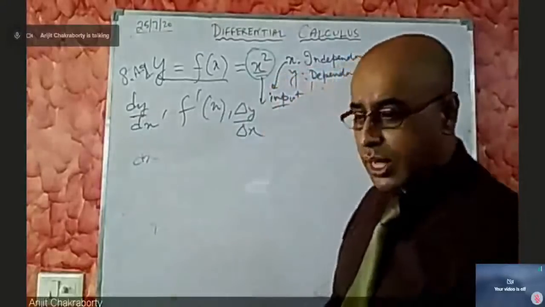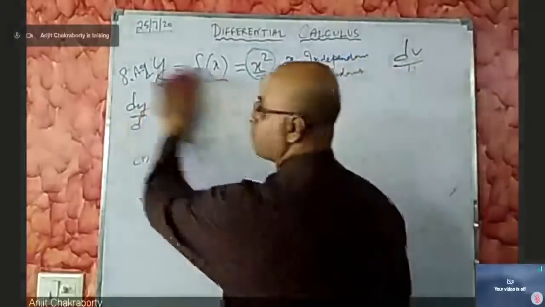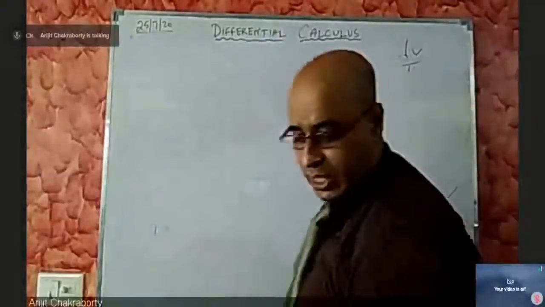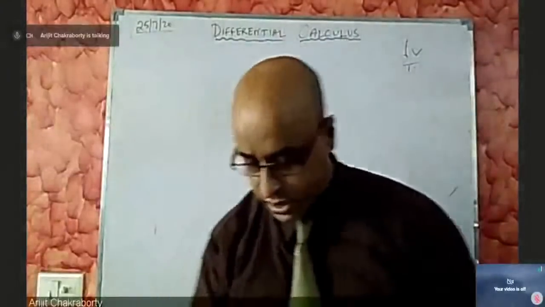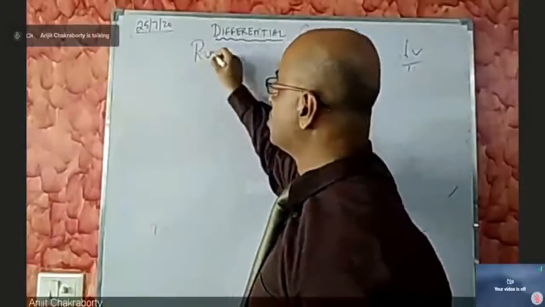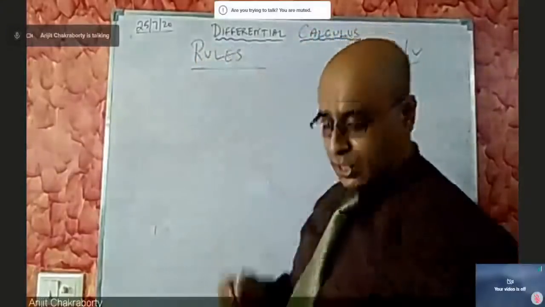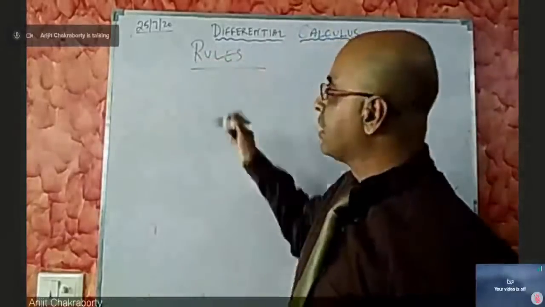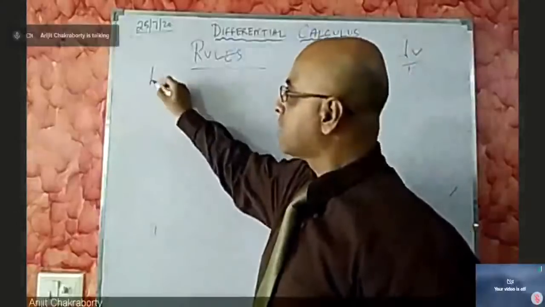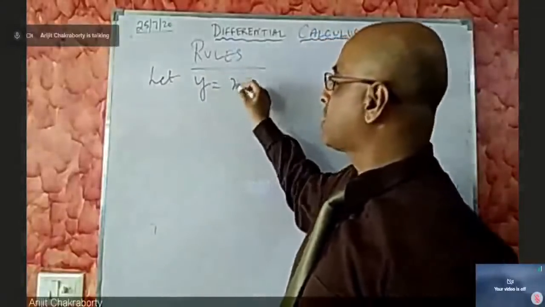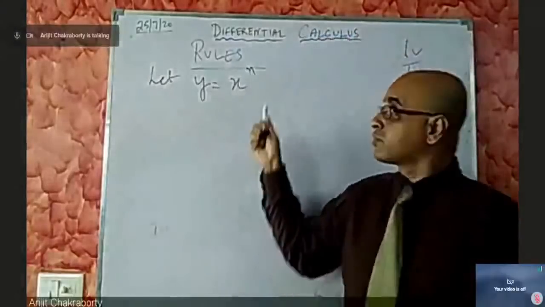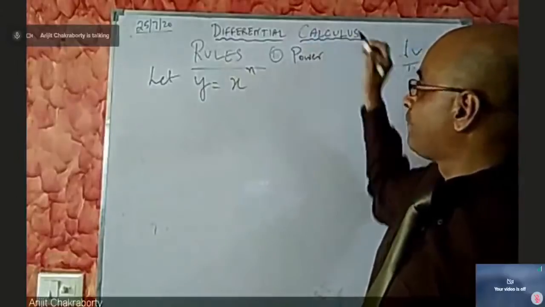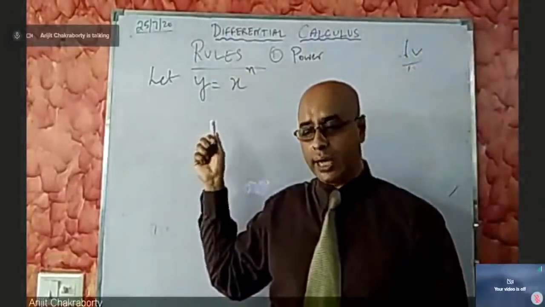Now we go to the rules, and the first rule we will take is the power rule. So now we go to the rules of differentiation. The first rule we take up is the power rule. The power rule means let y equal to x to the power n. That is why it is called power rule. The first one is the power rule. Y equal to x to the power n.